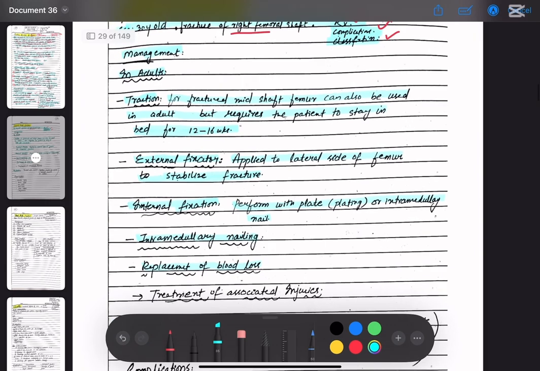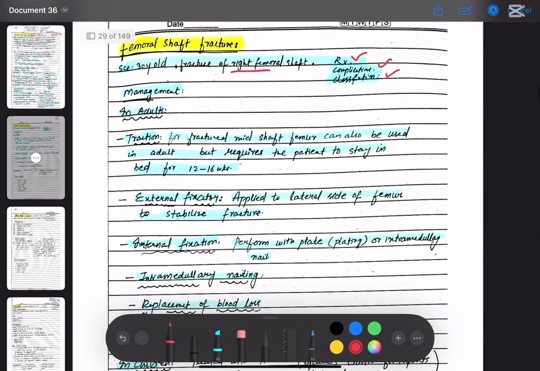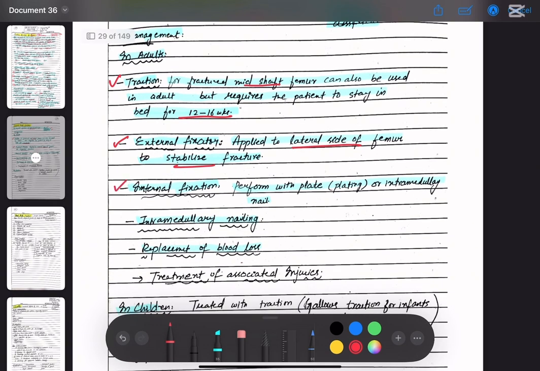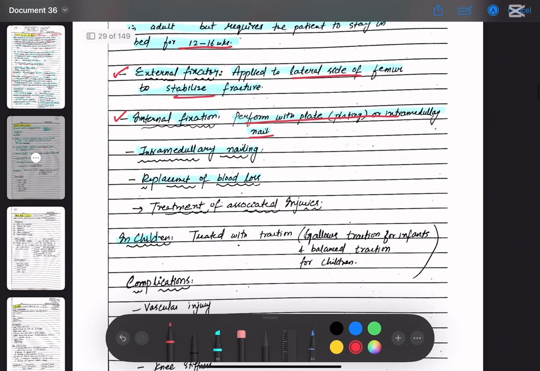What is done? First of all, if there is a fracture of the femur shaft, then traction is done, which can also be used in adults but requires the patient to stay in bed for 12 to 16 weeks. Then external fixators are applied to the lateral side of the femur to stabilize the fracture. Then internal fixation is performed with plating or intramedullary nail. Intramedullary nailing and replacement of the blood loss is done. Now the treatment of the associated injuries.